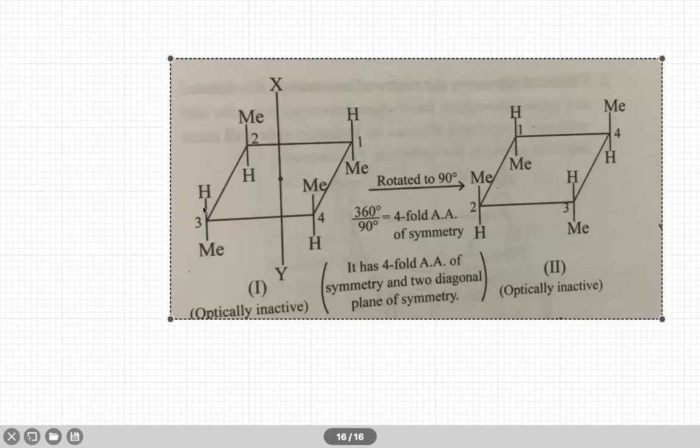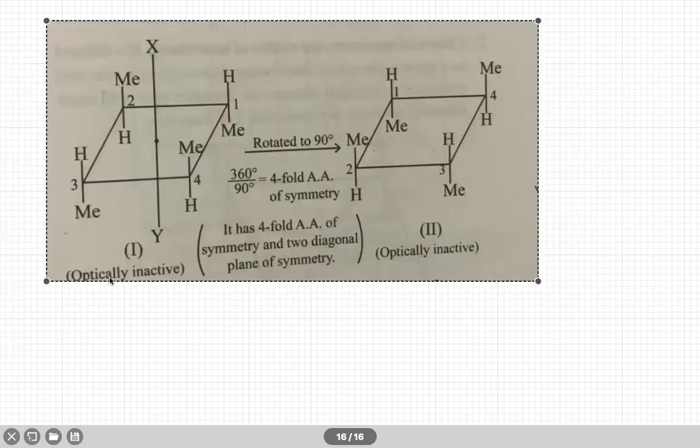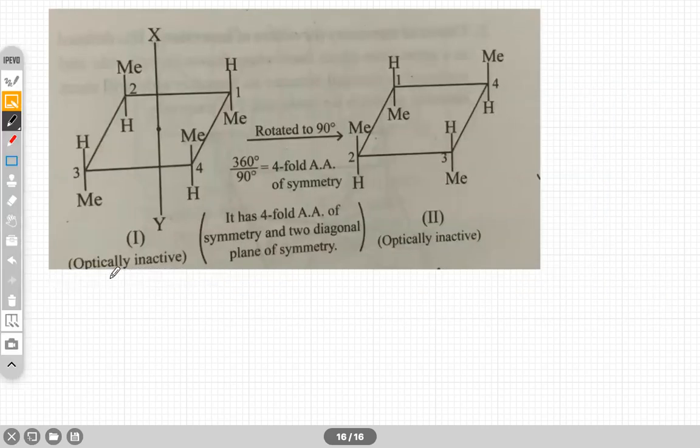See, this way we generally understand optically alternative axis of symmetry. Any molecule, if it is given like this, if you rotate this by 90 degrees, like this, 2 comes over here, this 3 comes over here, 4 comes over, we'll get this. Once again, I'm getting it.